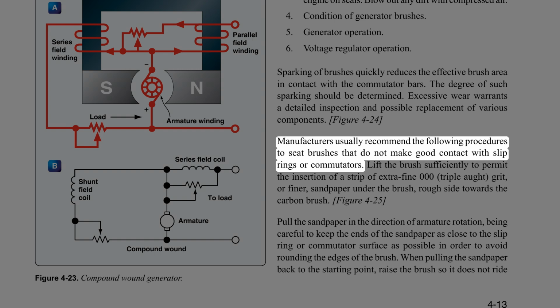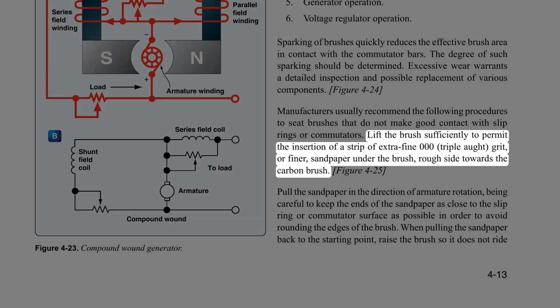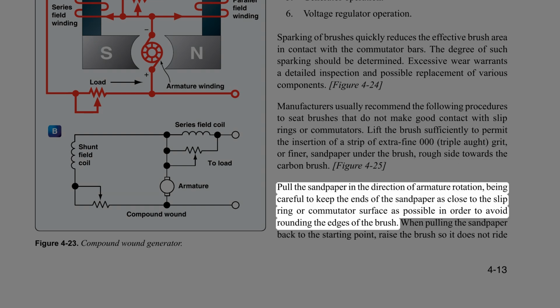Manufacturers usually recommend the following procedures to seat brushes that do not make good contact with slip rings or commutators. Lift the brush sufficiently to permit the insertion of a strip of extra fine 000, triple aught, grit, or finer, sandpaper under the brush, rough side towards the carbon brush. Pull the sandpaper in the direction of armature rotation, being careful to keep the ends of the sandpaper as close to the slip ring or commutator surface as possible in order to avoid rounding the edges of the brush.